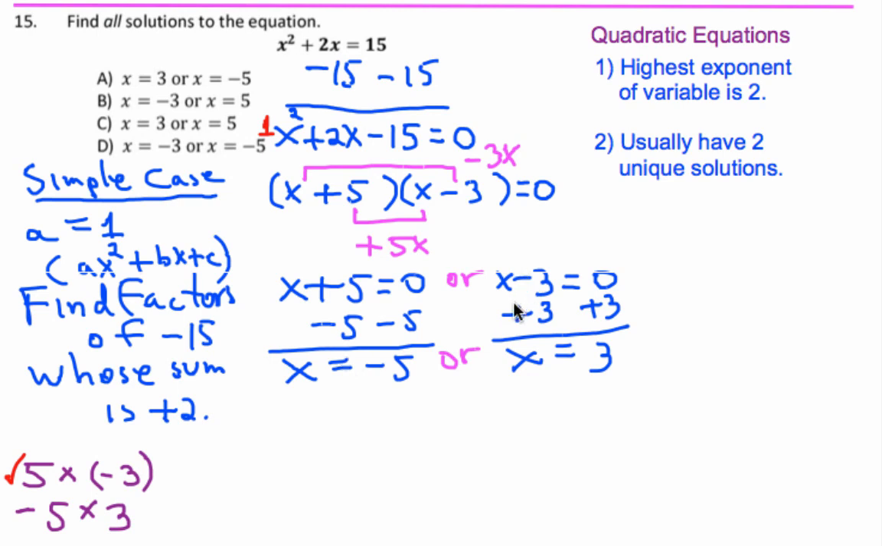So our two solutions are x equals negative 5 or x equals 3. And that corresponds to choice A.